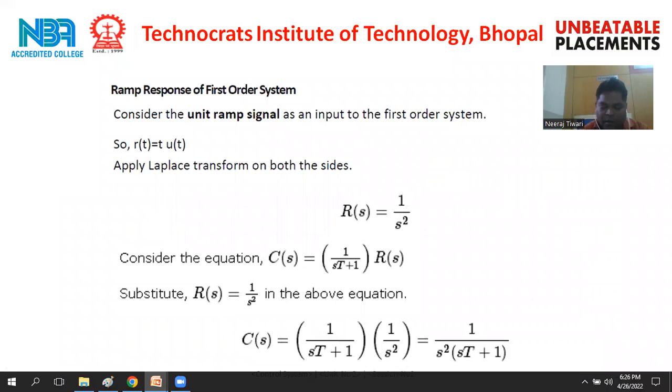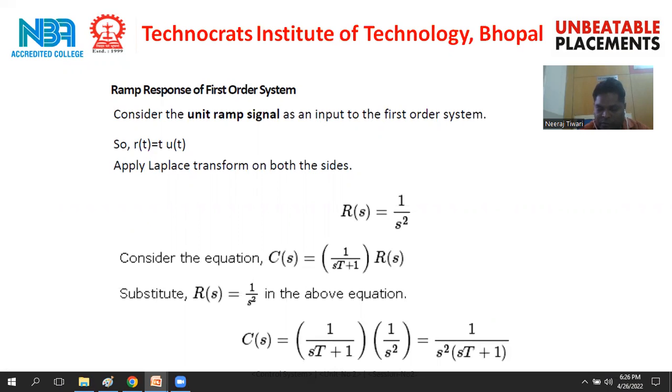Now we apply the ramp input signal. We know that the ramp input signal r(t) is equal to t multiplied by u(t). Now we will take the Laplace transform of the unit ramp signal, so R(s) is equal to 1 by s square. Now putting the value of R(s), C(s) is equal to 1 upon (sT plus 1) multiplied by R(s). So the result will be 1 upon s square (sT plus 1).